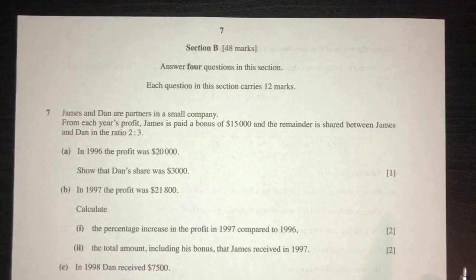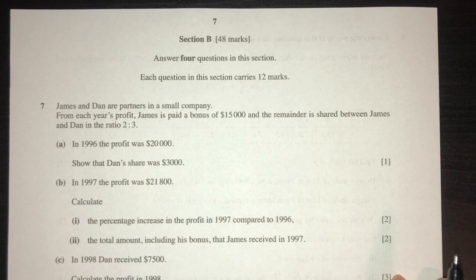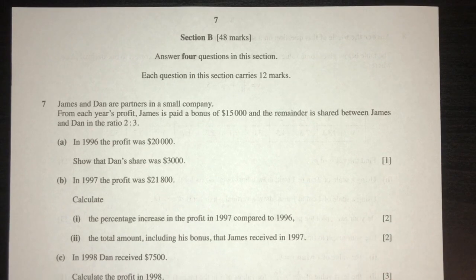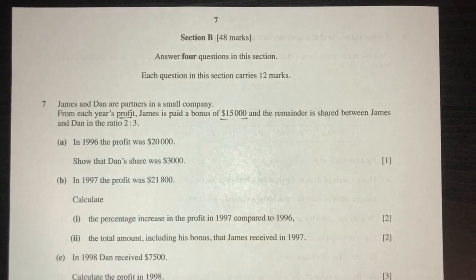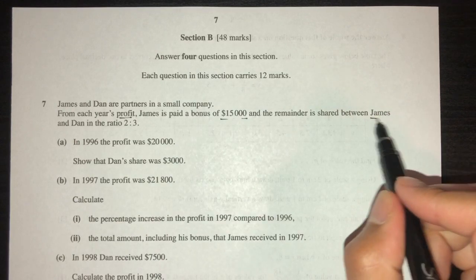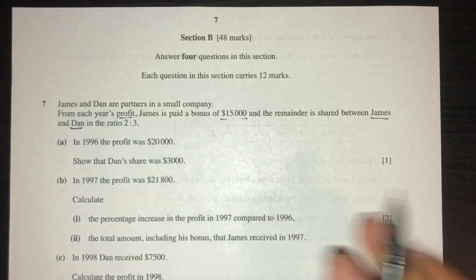Okay, so let's move on to question number 7. So this is section B. You only have to answer 4 questions in this section in the exam situations. But right now we are of course going to be doing all the questions. Let's see what happens. So James and Dan are partners in a small business company. From each year's profit, James is paid a bonus of $15,000. So it is only from the profit. Now the remainder is shared between James and Dan in the ratio of 2 to 3.